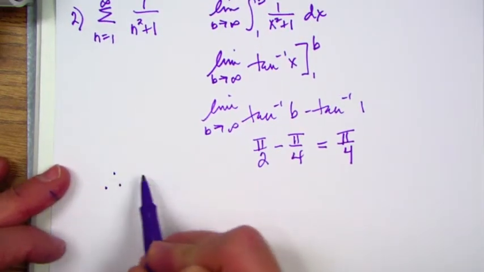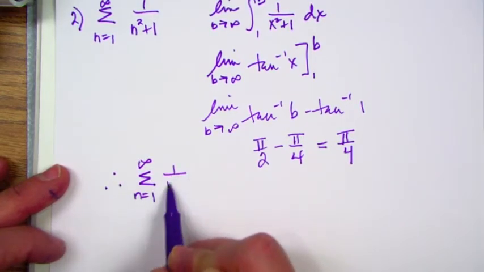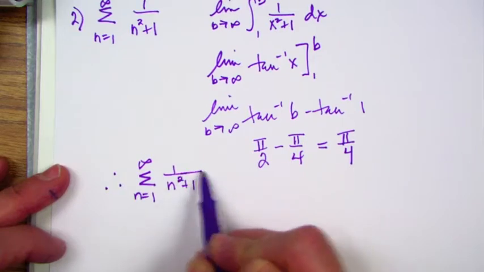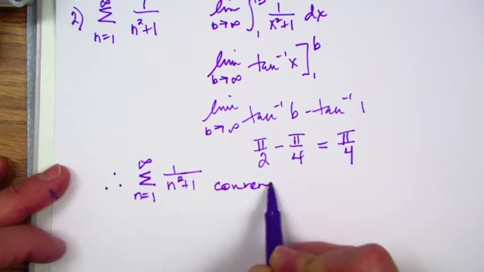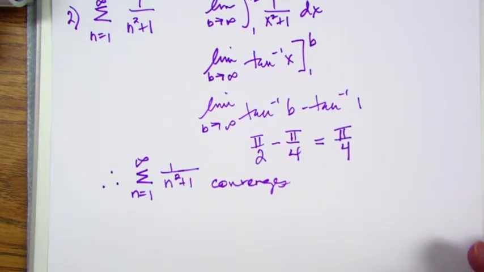So what can I say? The series from n equals 1 to infinity of 1 over n squared plus 1 converges. Does it converge to pi fourths? No. Why is the inverse tangent infinity? Think about the graph, that's probably the easiest way to think about it. So it doesn't converge to pi fourths?